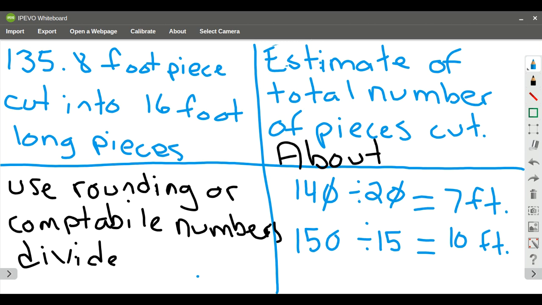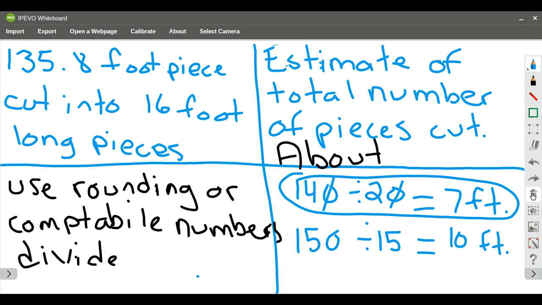When we look at which one is going to be the better estimate, we're looking for which one we had to change the least. Here, I went from 16 to 20, so I increased by 4, and 135.8, which is near 136, I increased by 4. Here I only changed my value by 1, but here I changed my value by 15. So my best estimate of the two is going to be 140 divided by 20. The rounding would have been the best estimate for this problem.